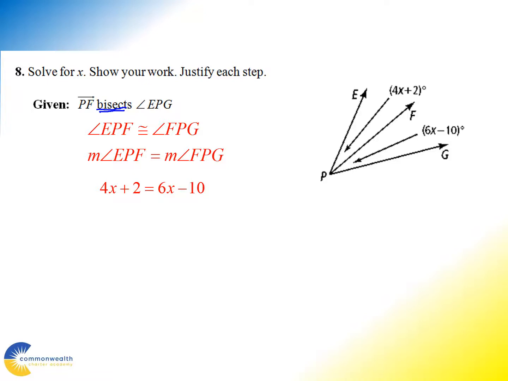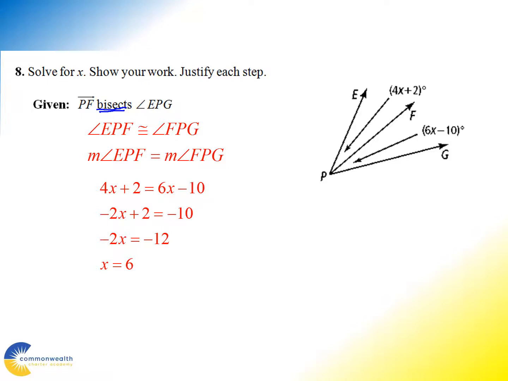And now I'm just going to solve it. I subtract 6x from both sides. I like putting my x's on the left all the time, whichever way you want to do it. I then subtract 2 from both sides. Again, I was able to subtract 6x from both sides because of the subtraction property of equality, and I was able to subtract 2 from both sides because of the subtraction property of equality. Then I divide both sides by -2 by the division property of equality, and I get x equals 6.